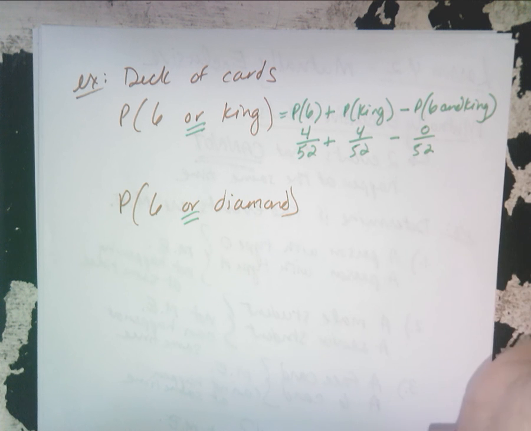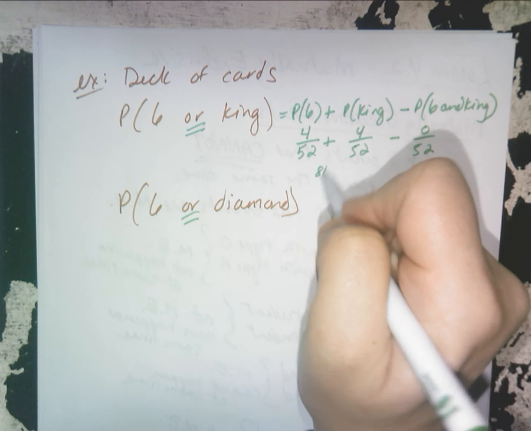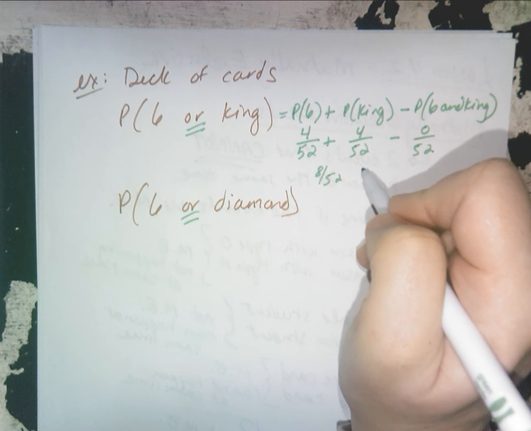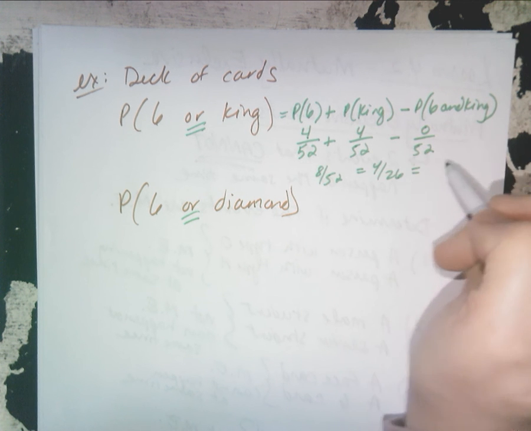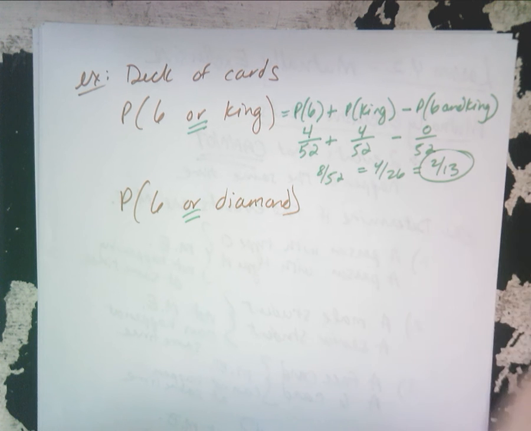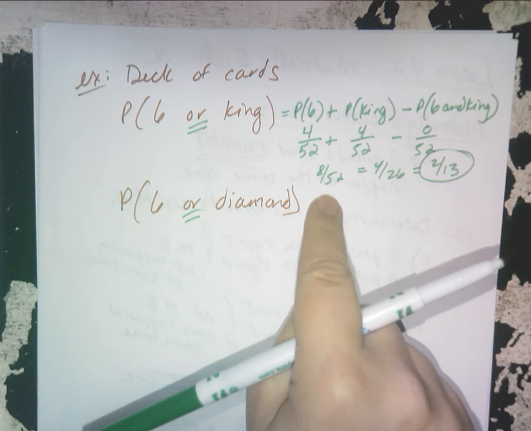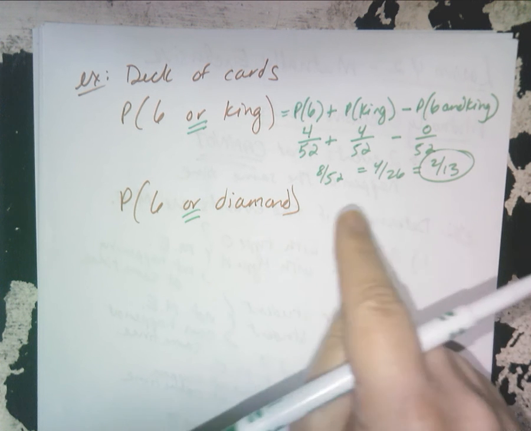So what is that answer right there? 8 out of 52, right? Which would reduce to like 4 out of 26, which is what? 2 out of 13. So I actually like this. This shows me that you know what you're doing, if you can kind of do that.